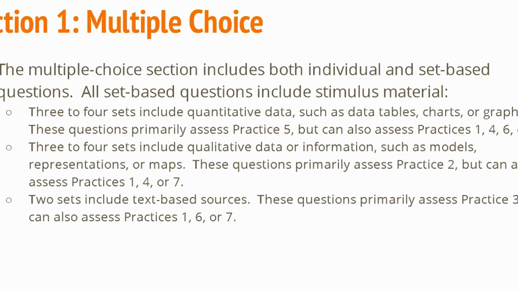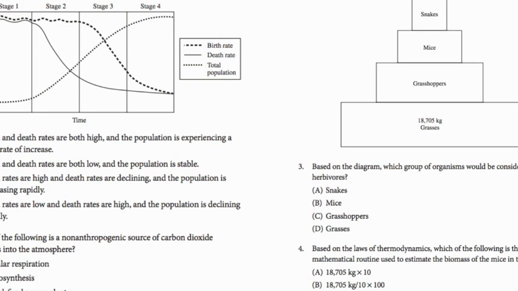Now, getting into kind of the nitty gritty of our multiple choice here, this is just a little bit of a breakdown of what you might see. So you might have about 3 to 4 sets, including some sort of quantitative data, maybe some questions might primarily assess maybe practice 5. You can have at least 3 to 4 sets, including qualitative data or information. So that's looking at maybe a model of some sorts, a diagram of a biogeochemical cycle, maybe even a map. And as I mentioned before, you should have at least 2 sets, including some sort of text-based resource.